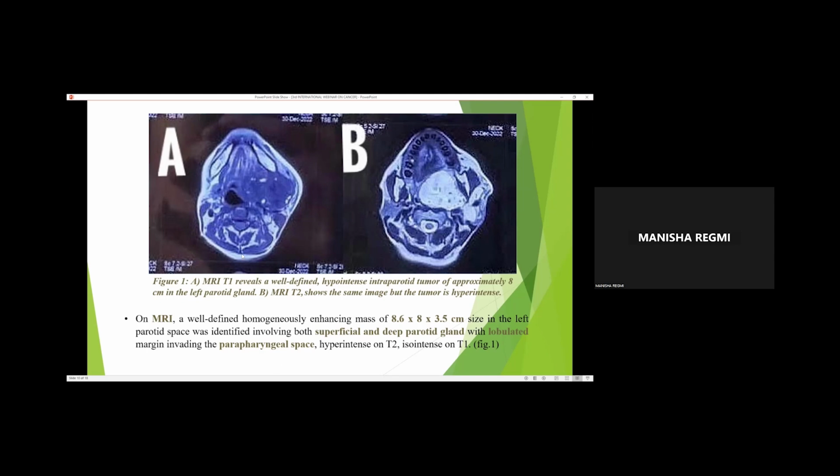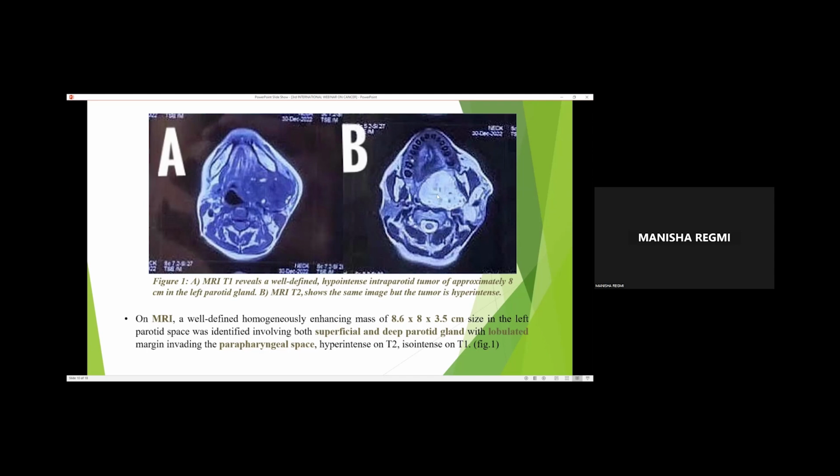The images we see here: figure A shows a T1 MRI, which shows hypointensity, and this is the mass that I am showing with the cursor. Figure B shows MRI T2, which shows the tumor being hyperintense. So this is the tumor that we can see. It is white opaque in color.